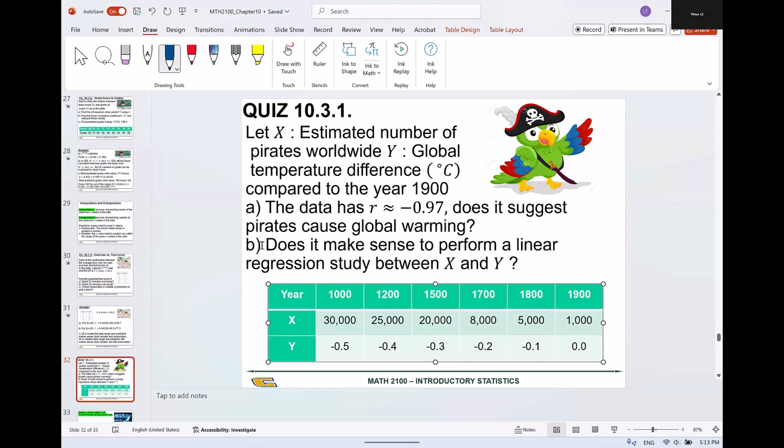And also the second question: does it make sense to perform a linear regression study between X and Y? For sure, you can see that, even if you have this data, right? But people won't buy it if you use such a model, right? Because there is no reason to believe that the number of pirates can be a good predictor for the temperature, right?